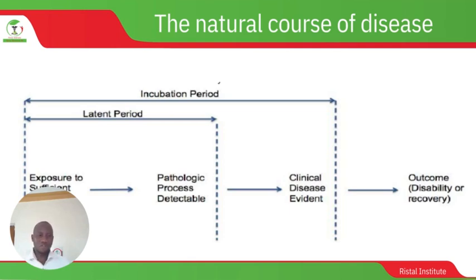The agent is already in the body of the susceptible host and is already causing damage, which we are calling the pathological processes, that can be detectable, but the physical signs and symptoms may not be seen within the patient or the susceptible host. And that period for which there are detectable pathological changes happening because of an agent before the manifestation of the clinical signs and symptoms is what we call the latent period. Now, depending on the nature of the condition, you can have people recovering or people actually dying or people recovering with residual disabilities. So that is what we term as the outcome.